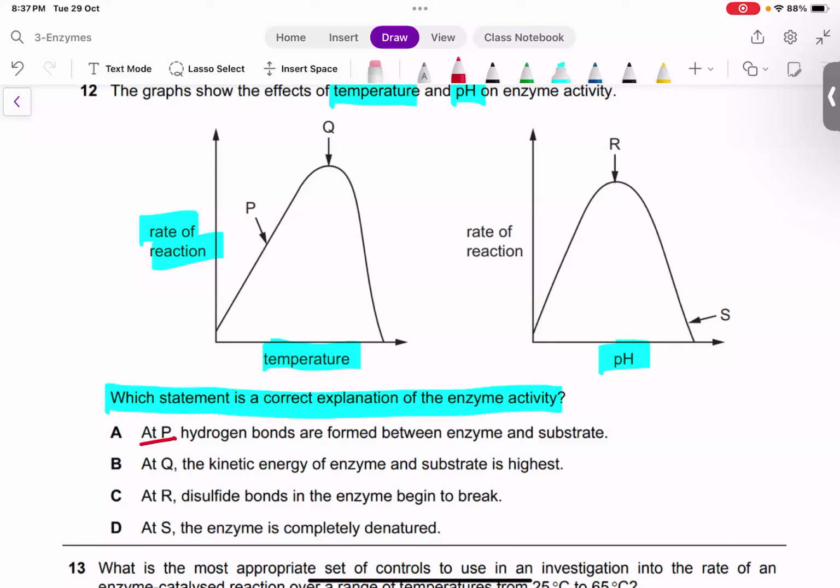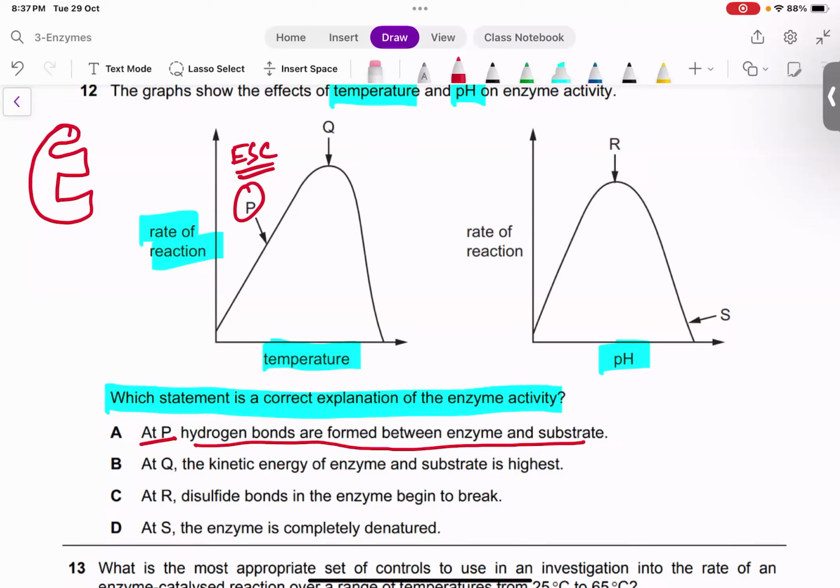At P, hydrogen bonds are formed between enzyme and substrate. Okay, so this is P. And at this point, enzyme substrate complexes are being formed. So if this is, for example, an enzyme, and this is a substrate molecule, the substrate binds into an active site and is held in its place, maybe with the help of hydrogen bonding. So yes, this statement is correct. Hydrogen bonds are formed between substrate and enzyme when the enzyme substrate complexes are formed. So at point P, as there are enzyme substrate complexes formed, this statement is correct.